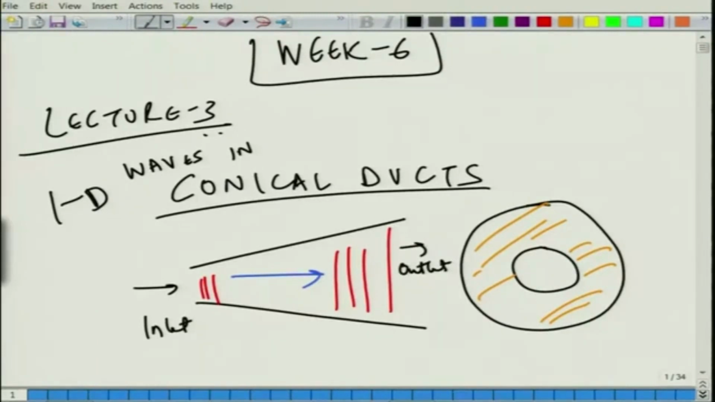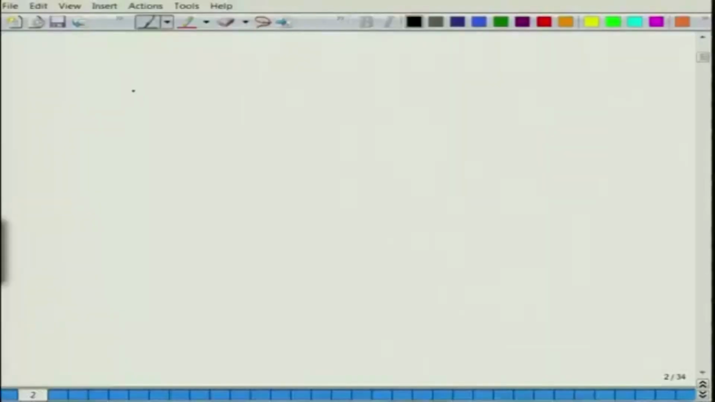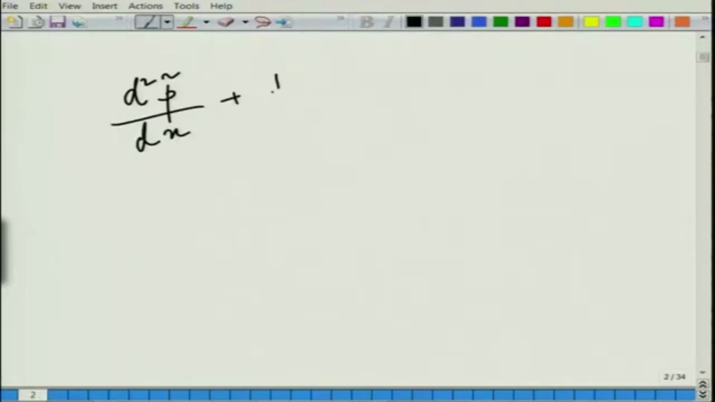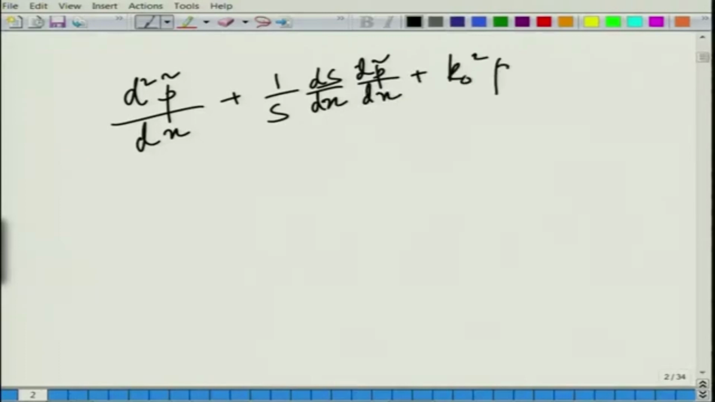So, what we are going to do is basically use our Webster's Horn equation to study acoustic wave propagation in such a system. As you see, it is given by the following, x being, let us denote this direction by x. So, as we know, we have your Webster's Horn equation, or one dimensional equation.